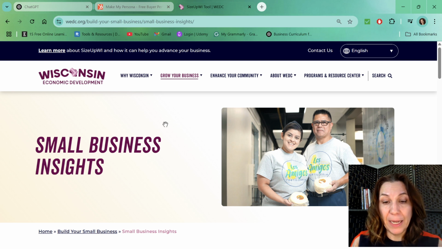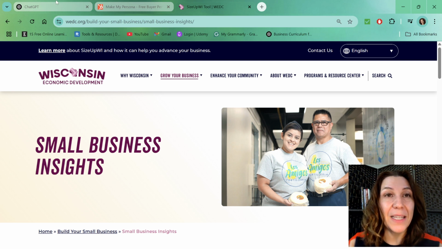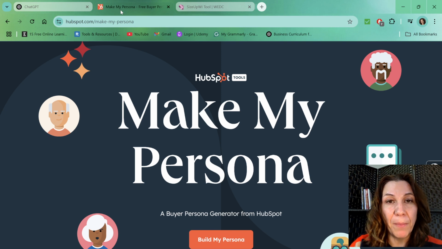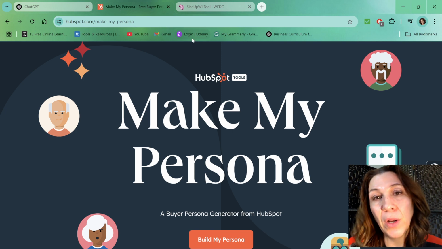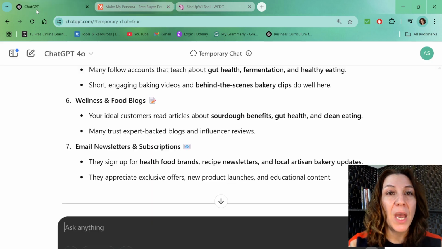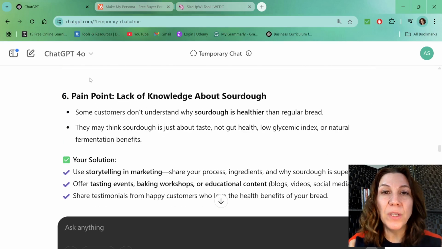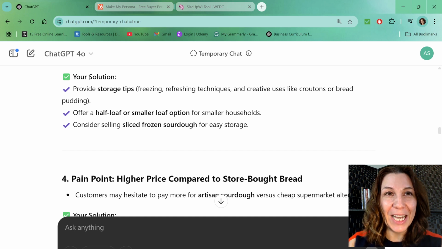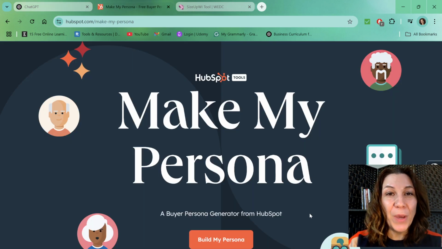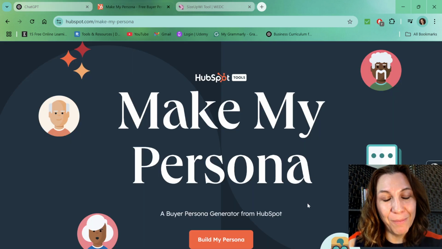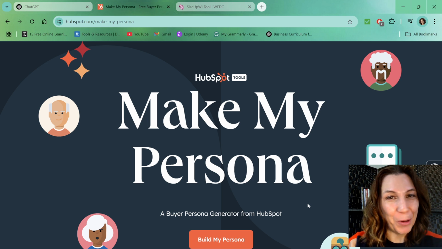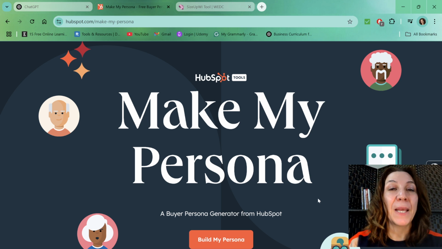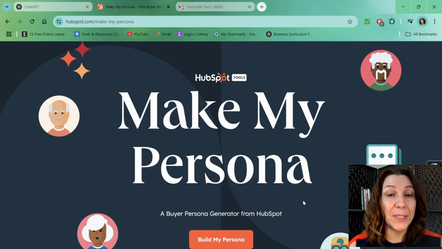And that is step number 4. And then step number 5. What is step number 5? This is Make My Persona. Once you identify, remember we identify who is your targeted customer, or I should say ChatGPT helped us research who is our targeted customer, what we do is we come to this tool. Both links will be in the description, so I don't want you to worry about not being able to find that. So we go to Make My Persona.